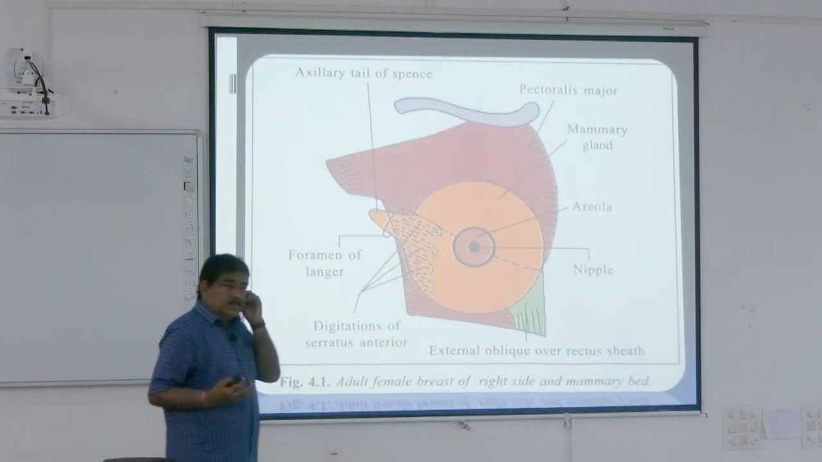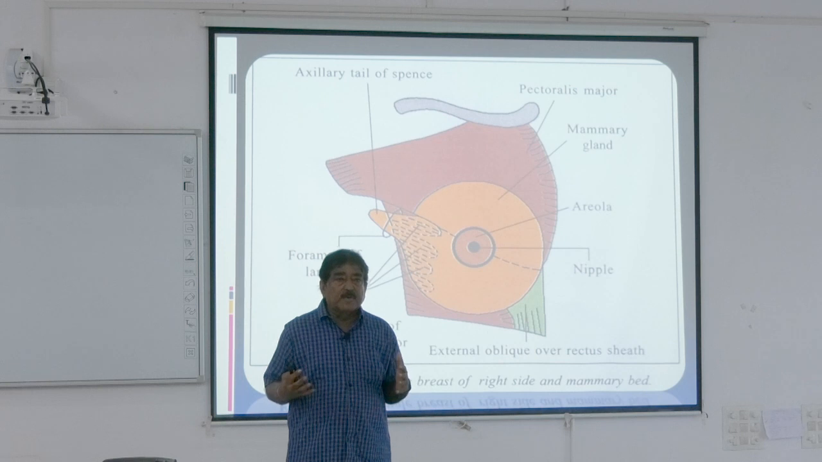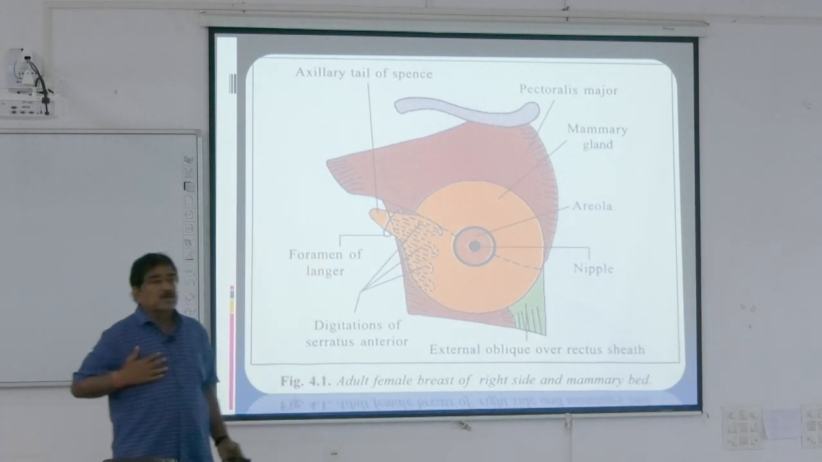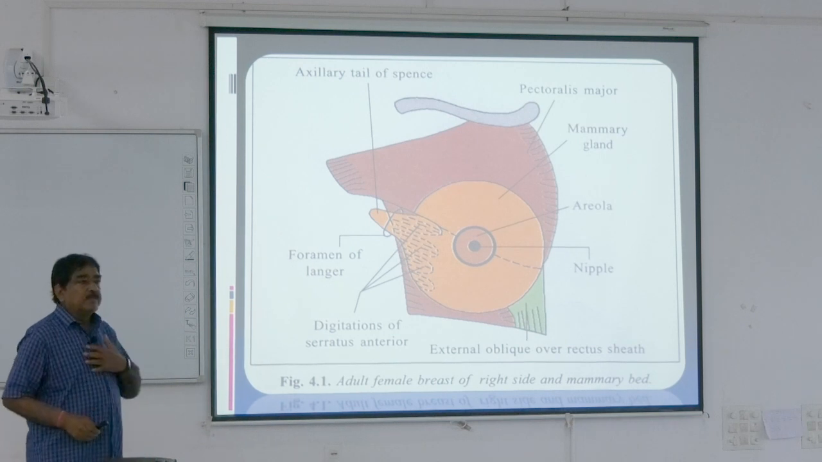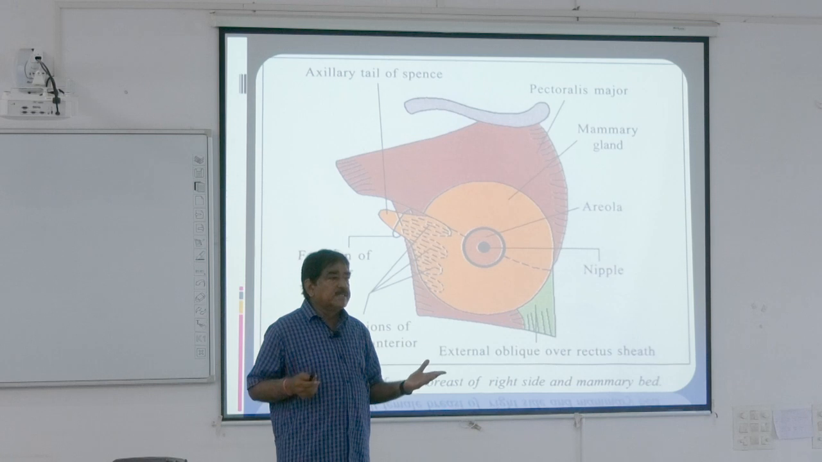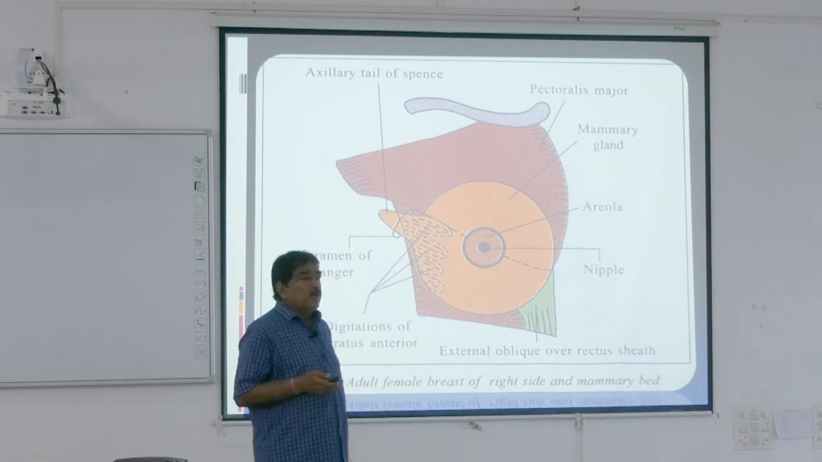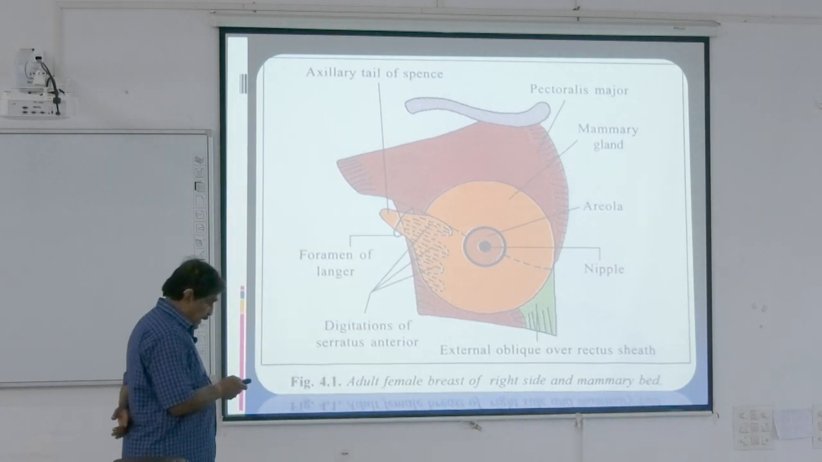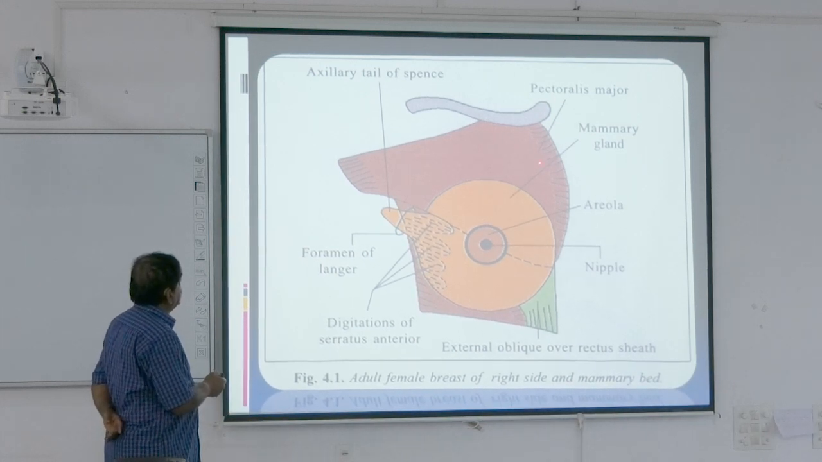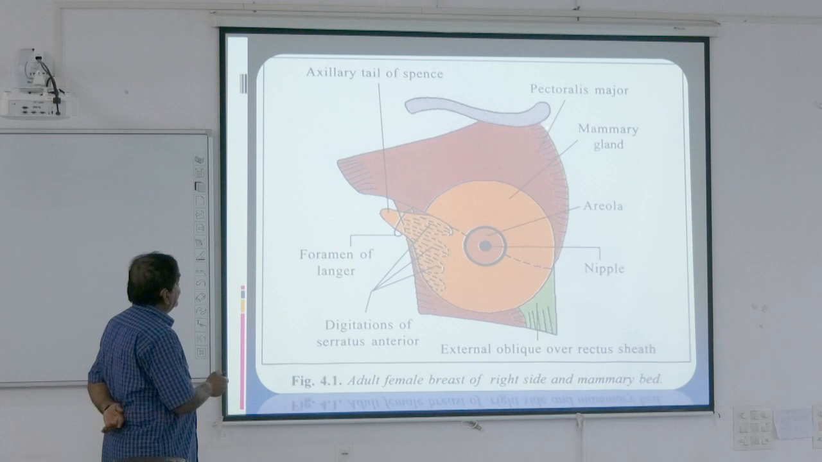Now imagine you have read thorax. Now you have seen the intercostal spaces. You have seen the muscles in the pectoral region. And with this background, now here is the muscle pectoralis major.